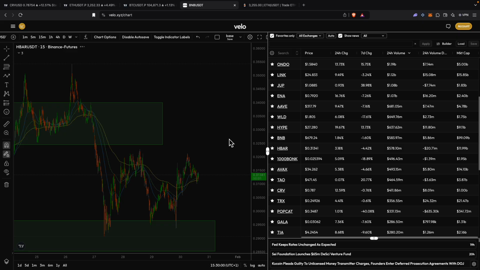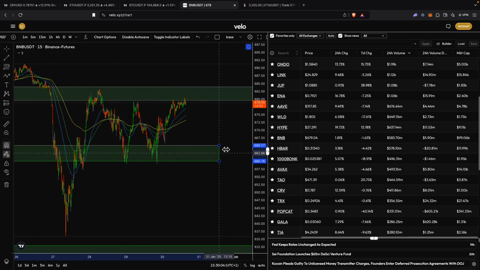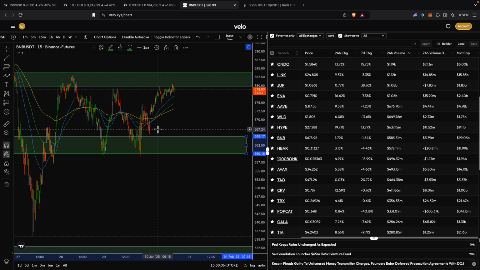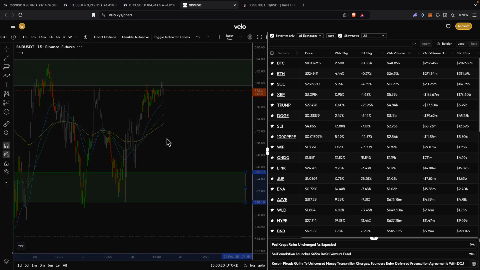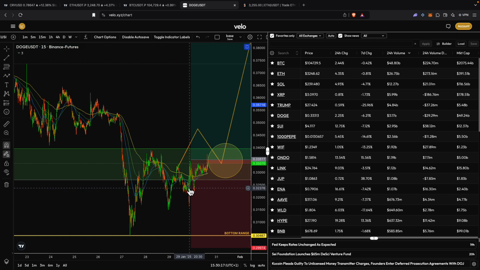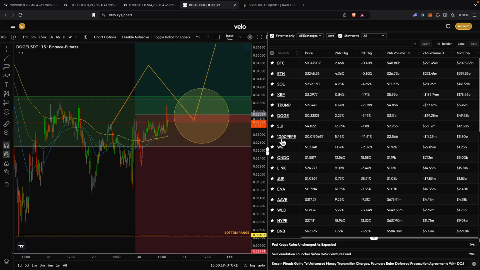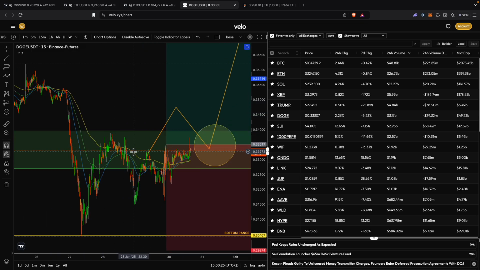Here, nothing interesting. Okay, would not open a short now, even though this might look nice. How is XRP? XRP is in the box. Doge, we are waiting for confirmation. So I can talk about this setup in here that I sent as a conditional long.